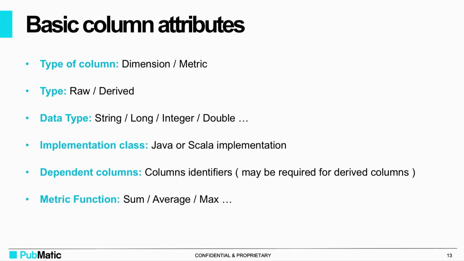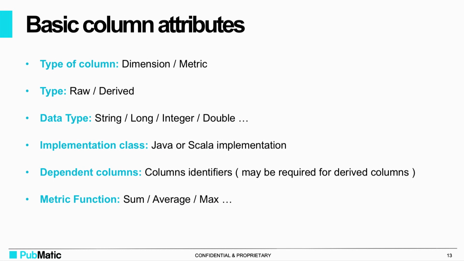So these are some of the column attributes. When we dug into our data, we realized that the column could be of the type dimension or metric. We have all the raw data, and there are tons of derived columns, so it could be raw or derived. There's a data type. Implementation class is what I was talking about earlier. Every derived column is basically a function of either some configuration coming from a database, or a function of values from 2 or 3 other columns.